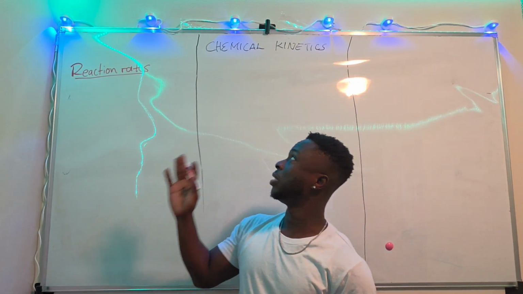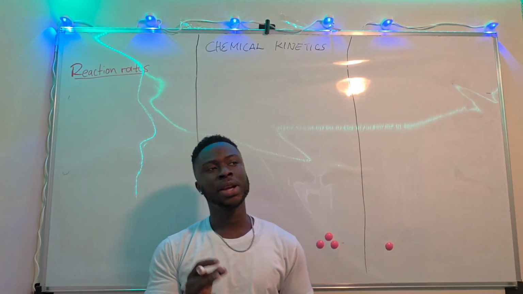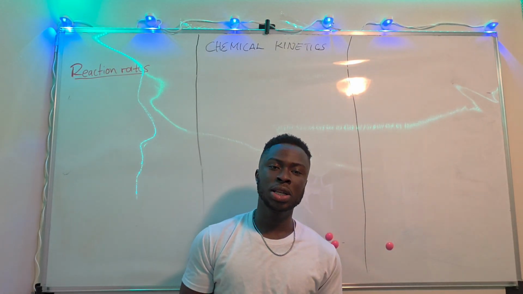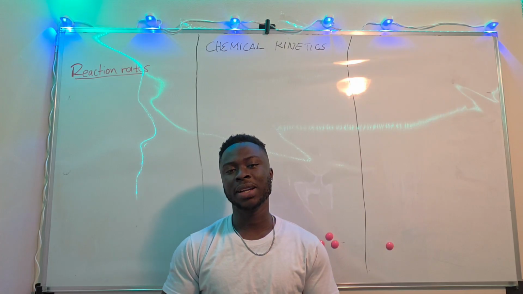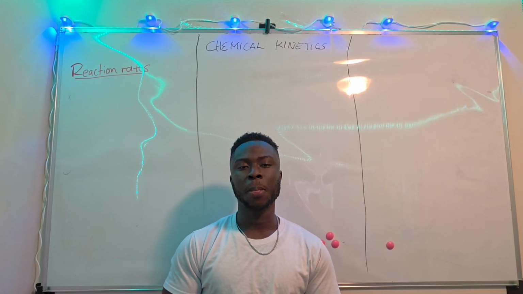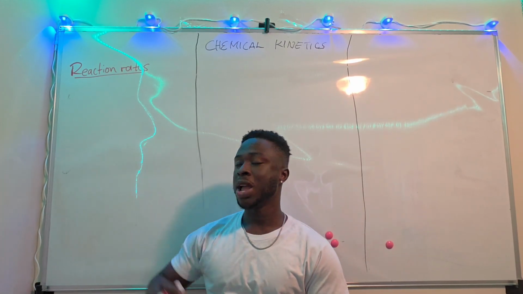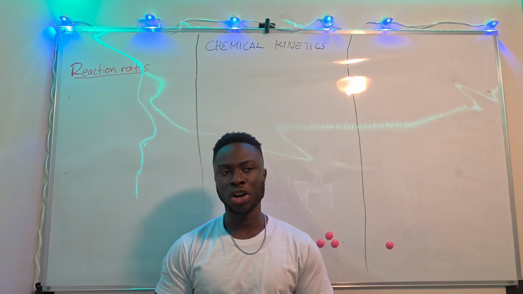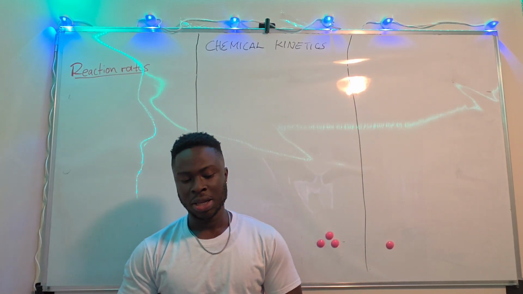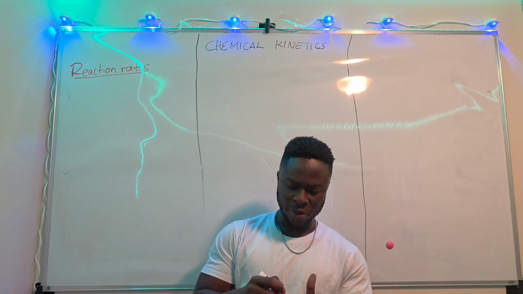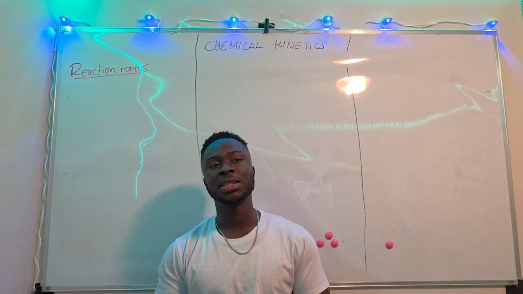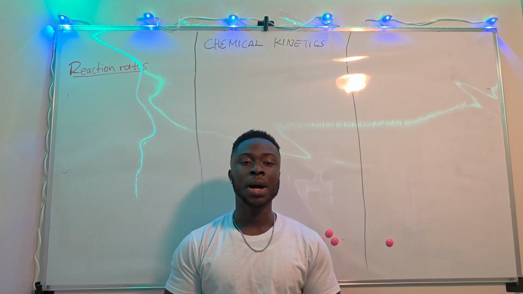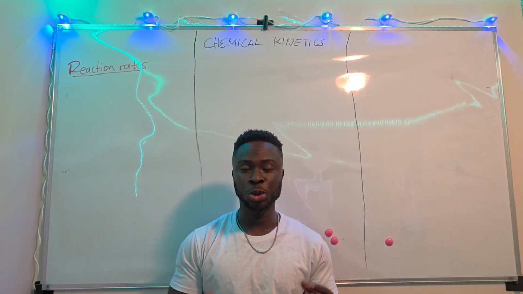The last time we started with chemical kinetics and did the introduction to it, talking about rates of reaction and what affects those rates of reaction. Today, we are going into details on how to calculate the rate of these reactions. As I said earlier, the rate of a reaction is just how much reactants are consumed over time, or how much products are produced over time.